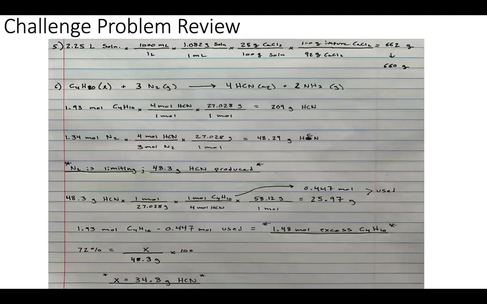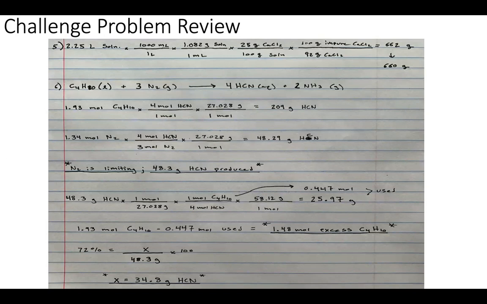Okay, and so basically, you're told a bunch of information about a solution for number 5, and you're asked how many grams of an impure calcium chloride compound you need to produce this solution. So we knew the solution was 2.25 liters, right?